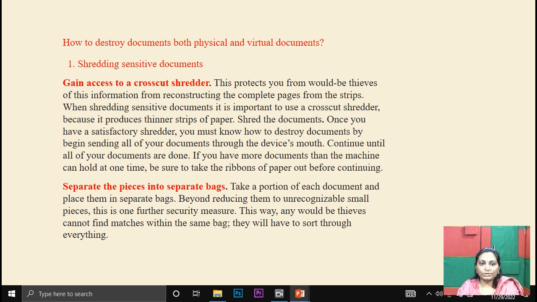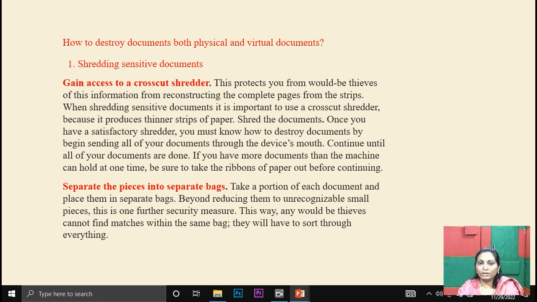Gain access to a cross-cut shredder. This protects you from would-be thieves reconstructing the complete pages from the strips. When shredding sensitive documents, it is important to use a cross-cut shredder because it produces thinner strips of paper. Using a cross-cut shredder, our paper documents will be cut into smaller pieces. Then shred the documents.